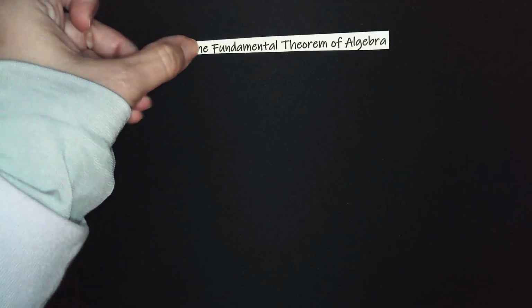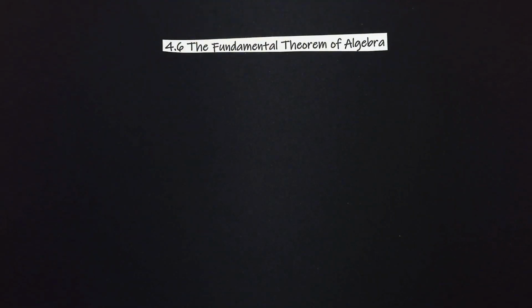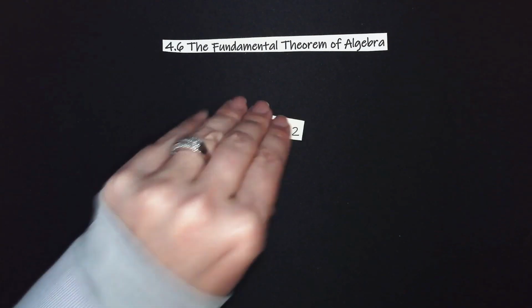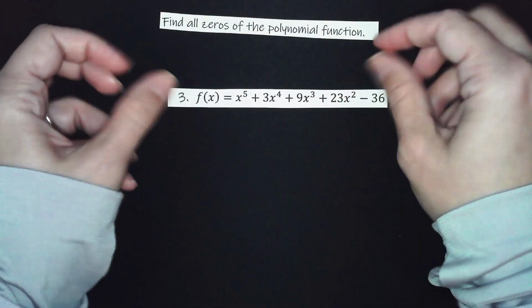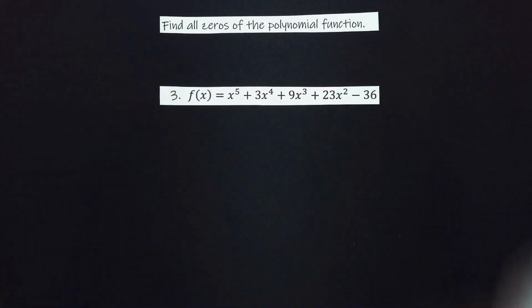We're on 4.6, the fundamental theorem of algebra. This is video number 2. We are finding all the zeros of a polynomial function. So to do that, for number 3, we want to find all the zeros in this polynomial function.